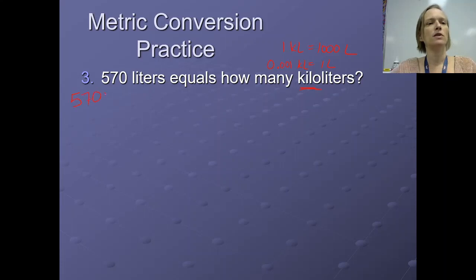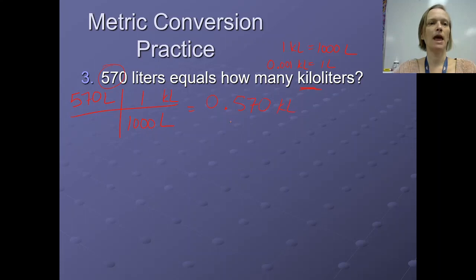I have 570 liters, and I need a conversion factor to get rid of liters and bring in kiloliters. So I'm going to go ahead and write that 1 kiloliter is the same as 1,000 liters. Okay, so when I do the math, I get 0.57.